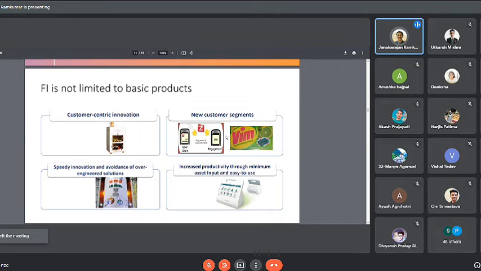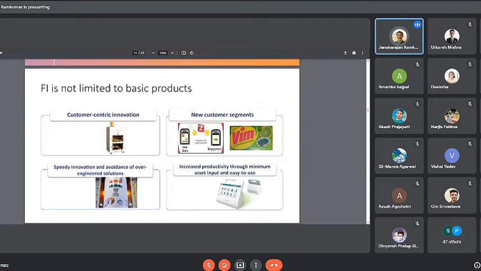Vim Bar is a new customer segment they opened. They had a cover in the bottom and then they did it. That is a frugal innovation they did. So speedy innovation and avoidance of over-engineered solutions. This is what ISRO's solution is. This is what ISRO is trying to do, BARC is trying to do.